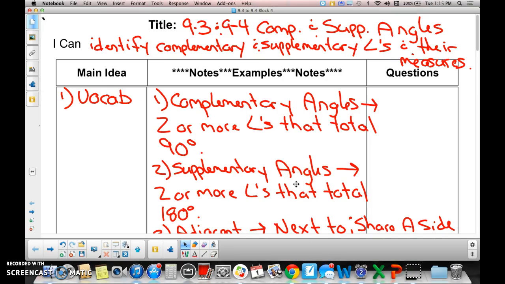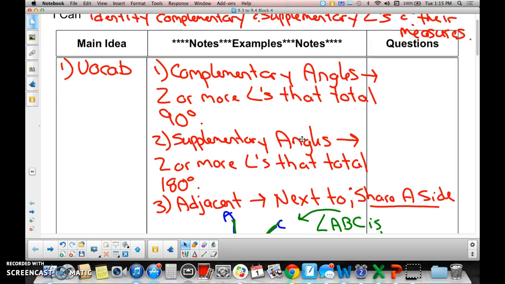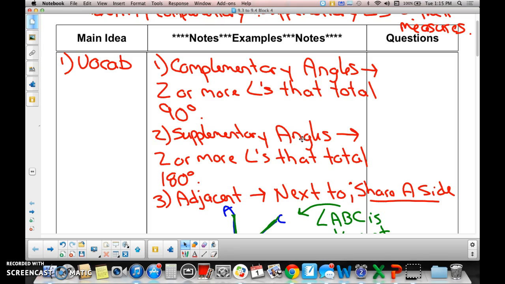Okay, and what can you now do, Jonathan? I can identify complementary and supplementary angles. Okay, so a complementary and a supplementary angle: one adds up to 90 degrees and one adds up to 180 degrees, correct? True or false? You may only use two angles when identifying complementary angles. False. You can use two or more. And the same would be true for supplementary.